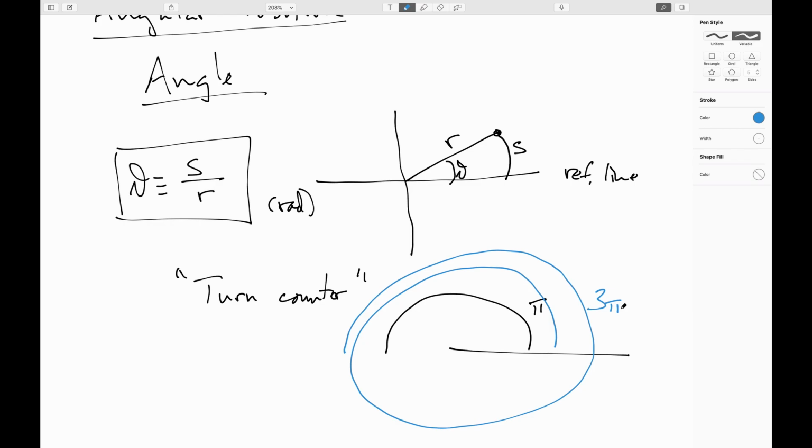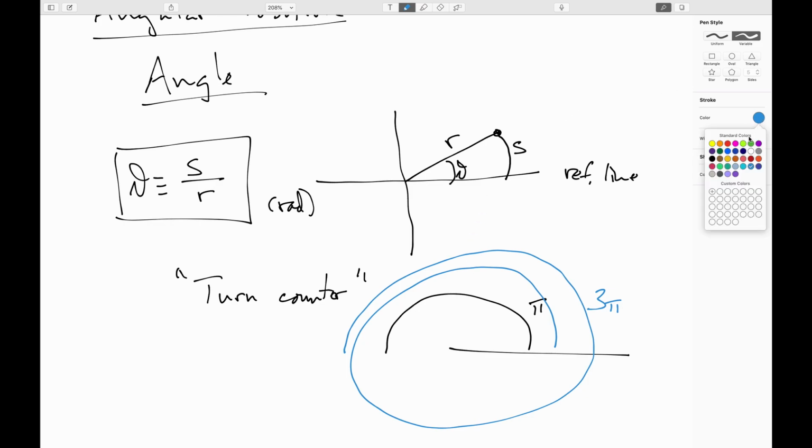Now, as far as trig functions are concerned, you'll get the same answer either way. You take the sine of pi or you take the sine of 3 pi, you get the same answer. But as far as trying to describe how fast something is spinning, for instance, it's going to really matter whether it turned through pi in a certain amount of time or 3 pi. So we have to keep track of the turn counter.